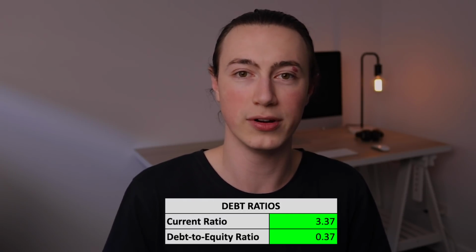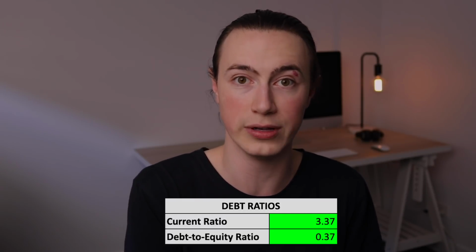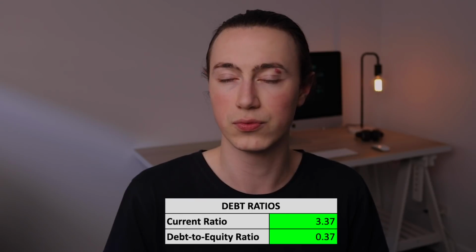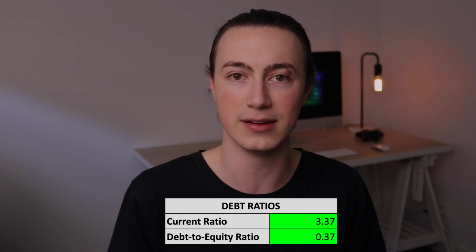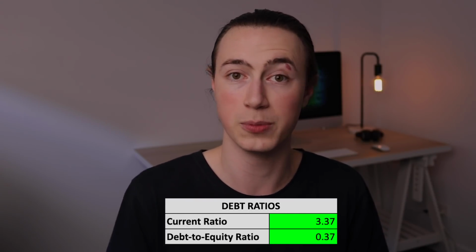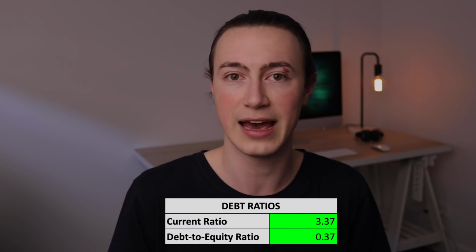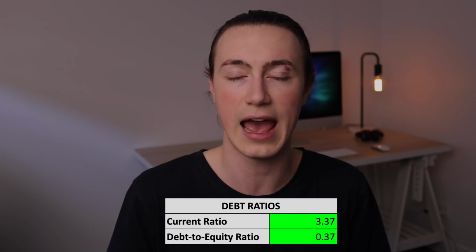Now, this one you want to see really, really low. Low is good in this circumstance. And in the best cases, I like to see this below 0.5. But below 0.5 rarely happens. It's rare that a business has a debt to equity ratio that's below 0.5. So typically I'm looking for this to be below 1. But in Google's case, it's 0.3, which is just outstanding.